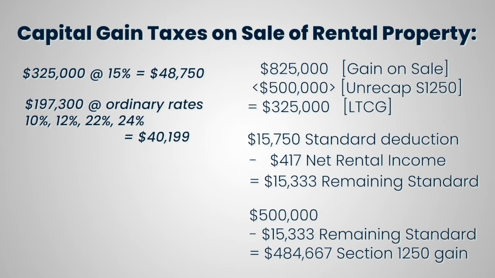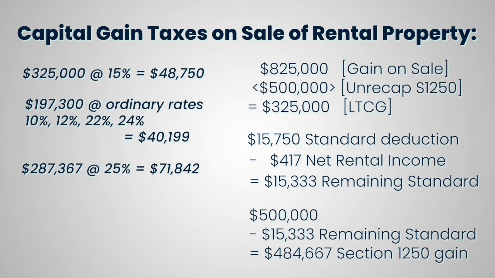Of that amount, the first $197,300 is taxed at ordinary tax rates because this gets us up to the 24% tax bracket. So there's 10%, 12%, 22%, and 24%. Those are marginal rates, and so the total tax on that $197,300 is $40,199. What remains is $287,367 of the unrecaptured Section 1250 gain, and this is taxed at the maximum rate of 25% for a total of $71,842.